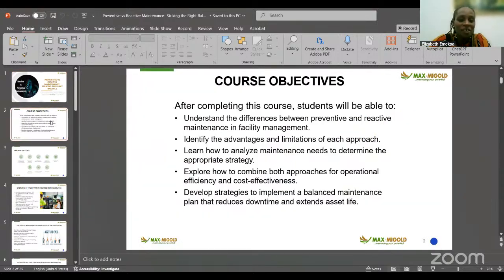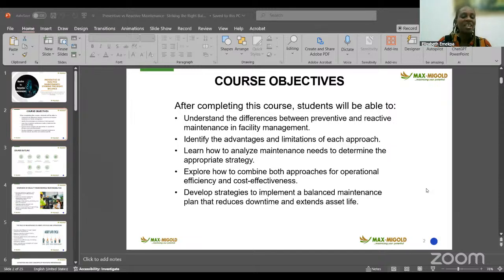Okay, so at the end of this course, the objective is for us to understand the difference between preventive and reactive. What does it mean to prevent? What does it mean to be reactive? We're going to learn that in maintenance, in our facility management. As a maintenance person, when you go there, what are your roles? What do you do?